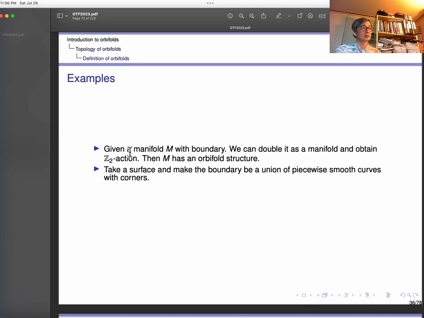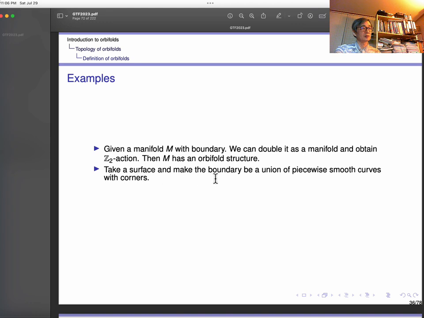Another possibility is, given a manifold with boundary, we can double it as a manifold and obtain a G2 action. Then M has an orbifold structure. So we have a manifold, and you double it, then you get a closed manifold, because you glue the boundary. And since the two copies are the same, you can act by G2. So this will be the manifold made up by the finite group case. So this boundary now will be mirrored, and consists of mirror points.